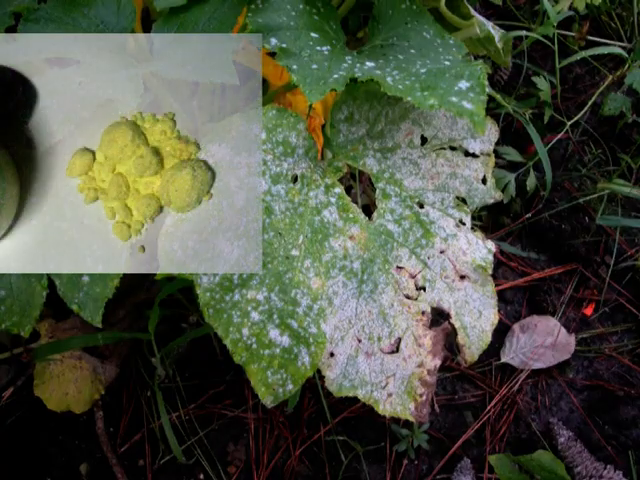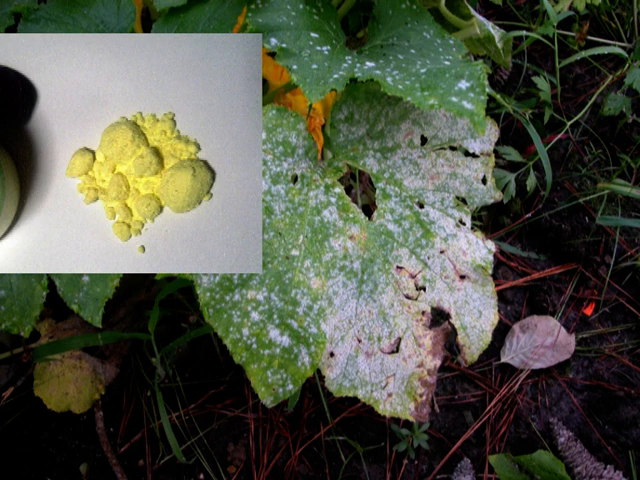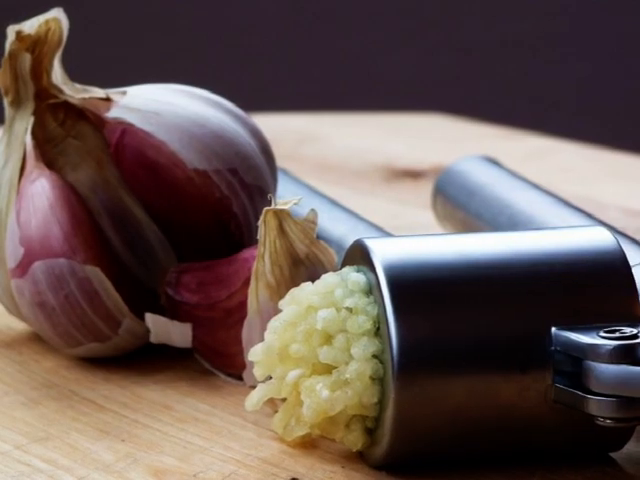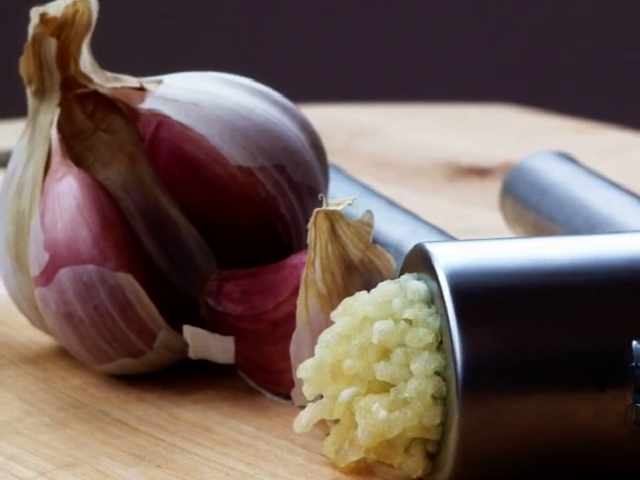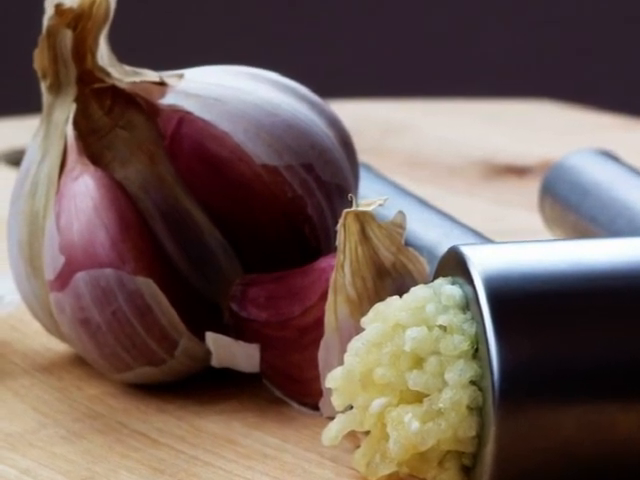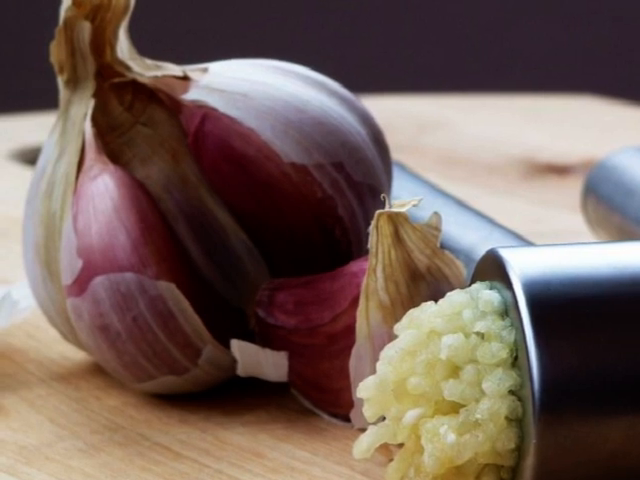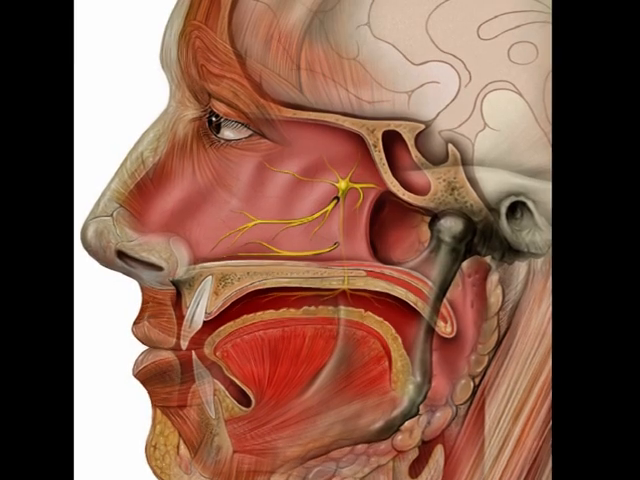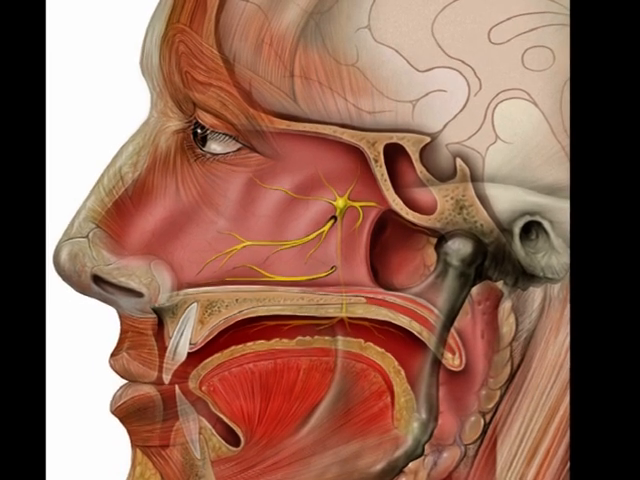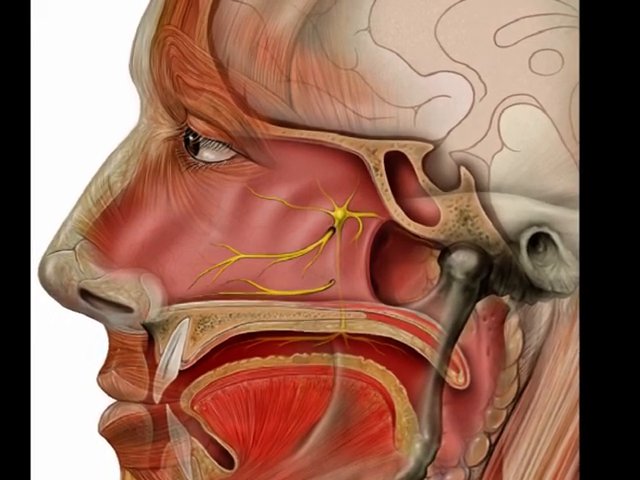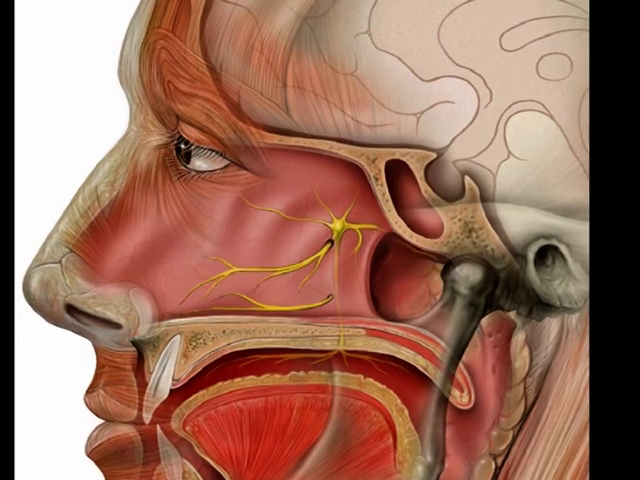I use powdered sulphur as a safe fungicide to treat plant leaves infected by powdery mildew. Some foods such as garlic contain a fair amount of sulphur. Garlic is a useful part of our diet. A number of sulphur compounds are poisonous, and the human body is warned of their presence using its chemical sense of smell.